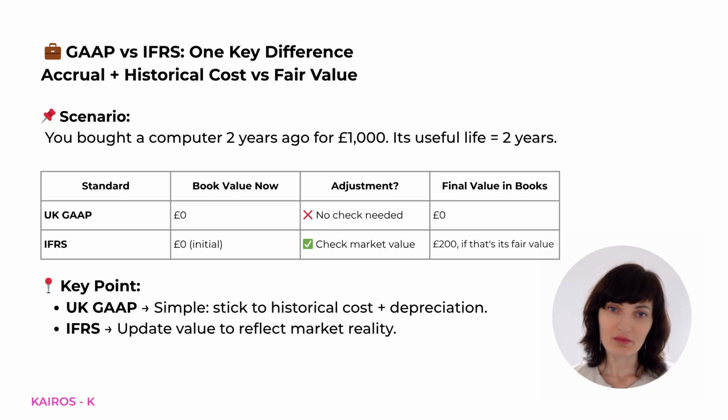Let me give you an example. Say you bought a computer 2 years ago for £1,000. You decided its useful life was 2 years. So by now it's fully written down and worth zero in your books. But under IFRS, you'd have to check its fair value. If that old computer is still worth £200 on the market, you'd record it at that value. If it's worth less than the book value, you'd reduce it. UK GAAP keeps it simpler. You stick with what you paid and how it depreciates over time.